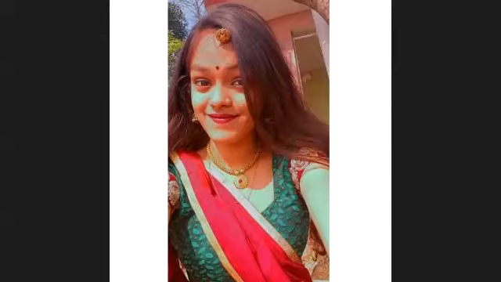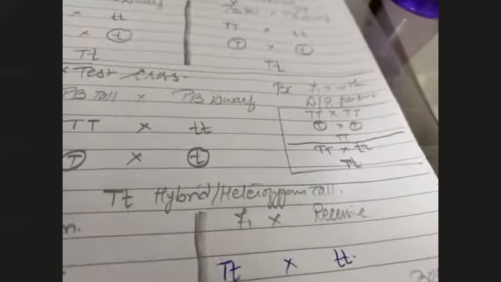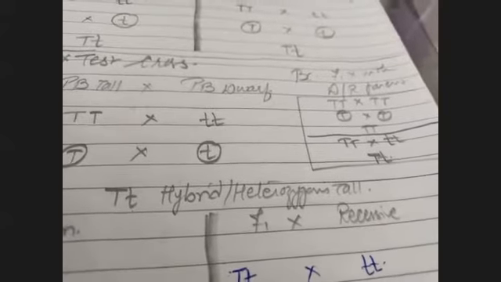Ma'am, repeat please. Repeating, don't worry. Look, both are back crosses, one with the dominating parent and one with the recessive parent. Yes, both are back crosses, but in one back cross you cannot identify whether it is pure or impure, that is the one with the dominating parent. But if you are crossing the F1 generation with the recessive parent, yes, definitely you can identify whether it is pure or impure.